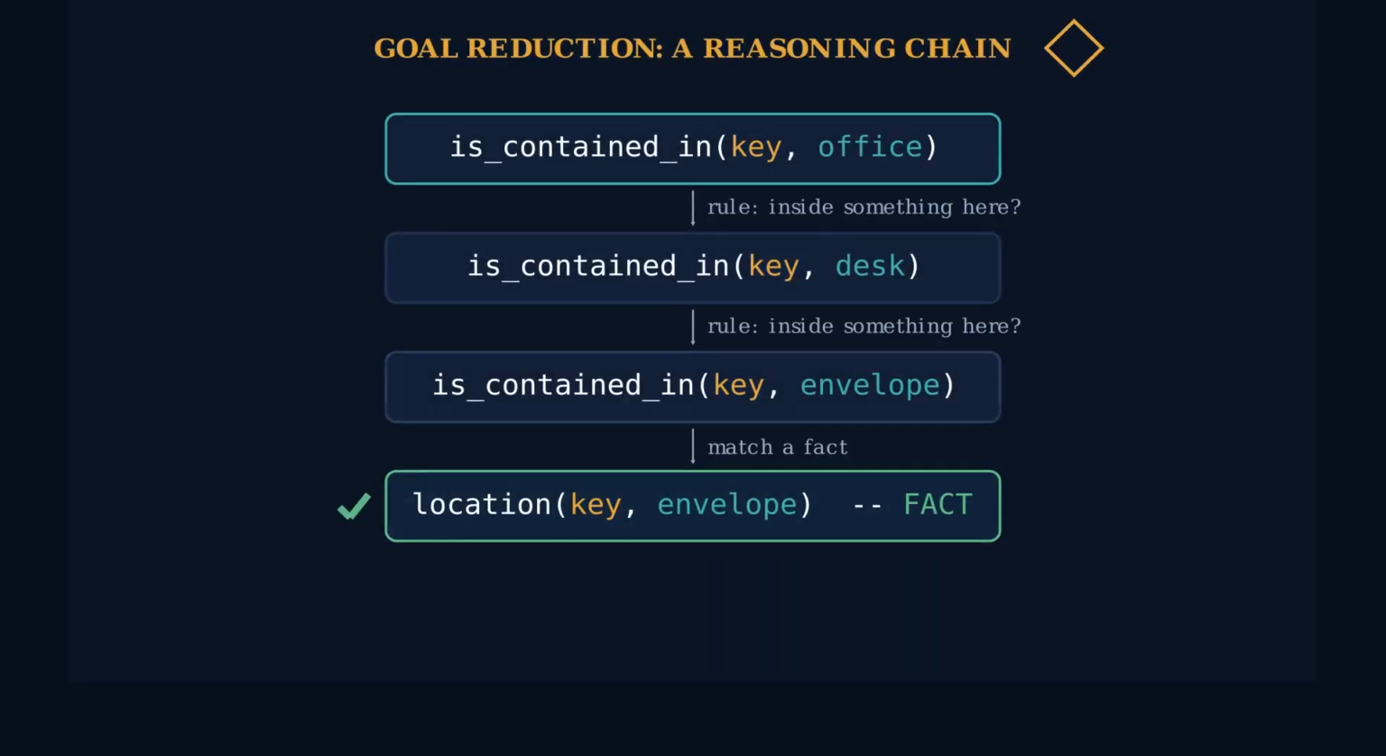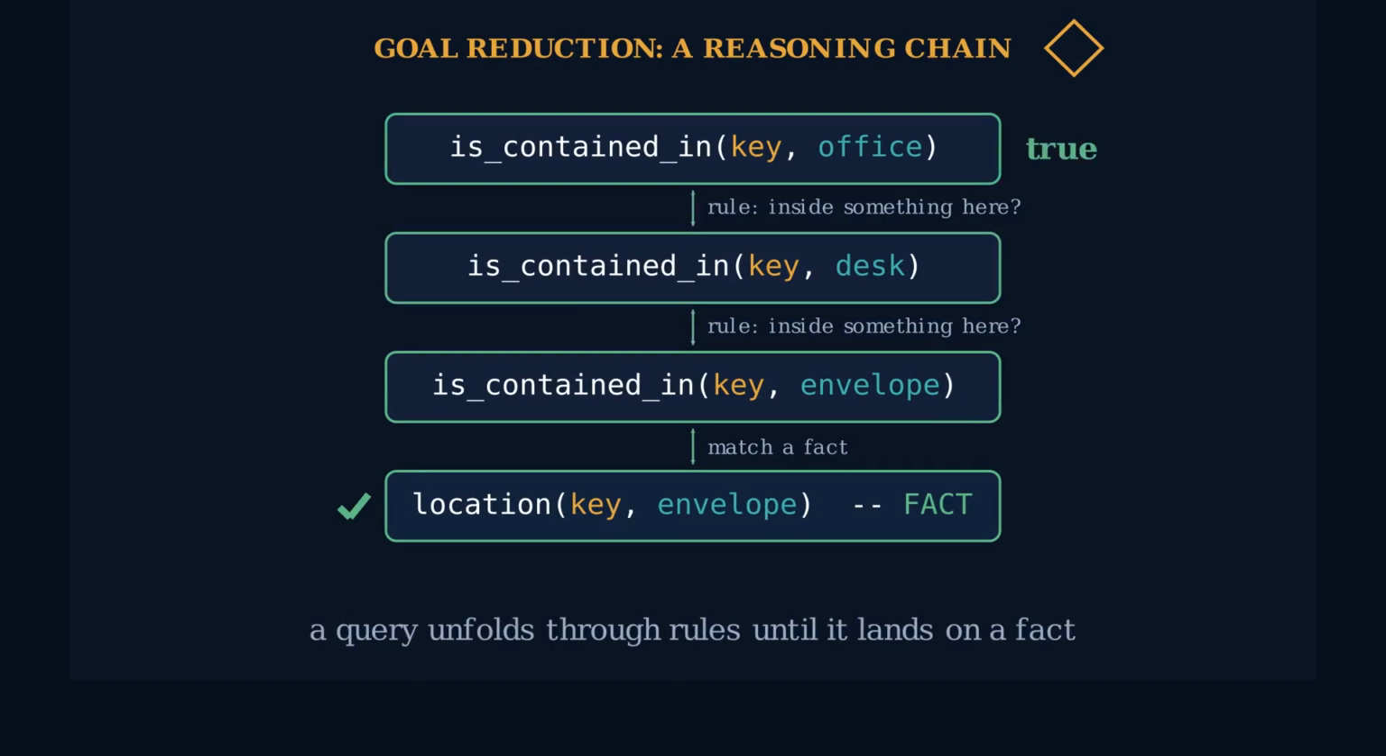Objects can be nested: the key is in an envelope, the envelope is on the desk, the desk is in the office. Ask, is the key in the office, and there is no direct fact. So a recursive rule takes over. Is the key located here directly? No. Then is it inside something that is here? The engine descends, desk, then envelope, until it lands on the fact, the key is in the envelope. Success then propagates back up the chain. That is goal reduction, a query unfolding through rules until it reaches facts.